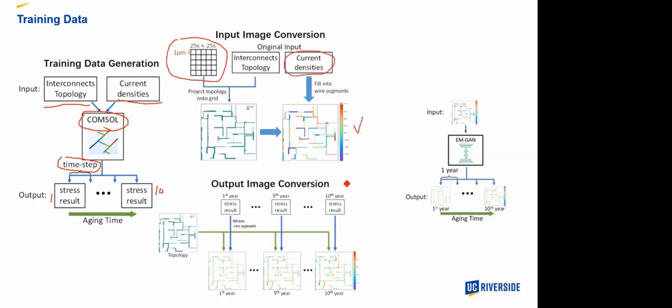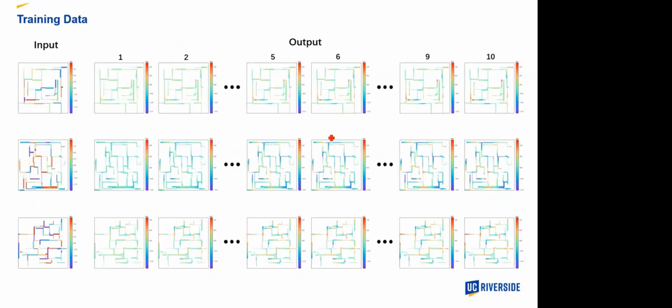Same conversion is also applied to the output. The only difference here is that stress values instead of current densities are filled into the topology image. Now we transformed both input and output data into images so that we can leverage the EM-GAN model to learn the transformation from the input topology to the output stress maps. We finally generated 2,500 random topologies for the training set, and these are some examples.